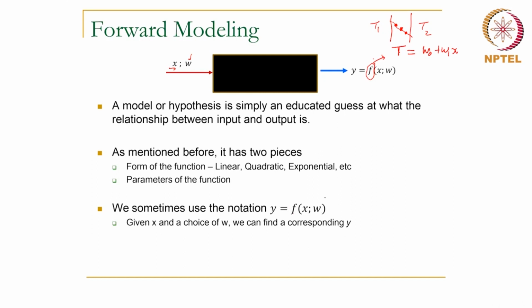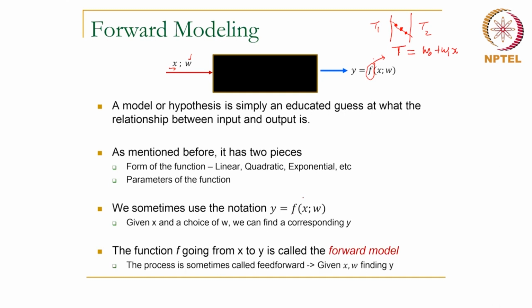Now suppose I give you x and I give you w and I also give you f. Of course, you can find out a corresponding y. So this function going from the cause to the effect is called the forward model. And w are the parameters. It's also called feed forward.